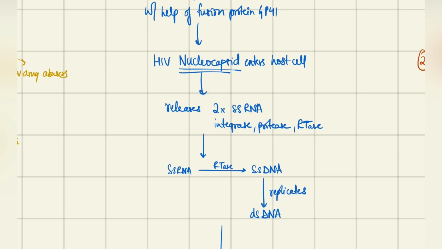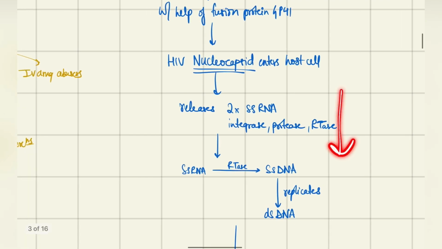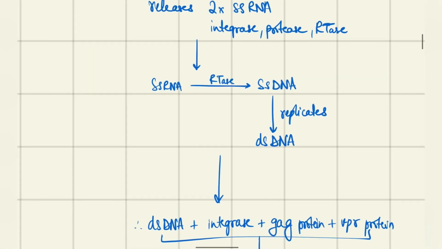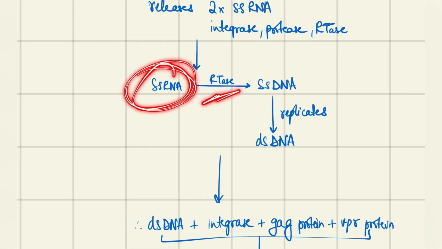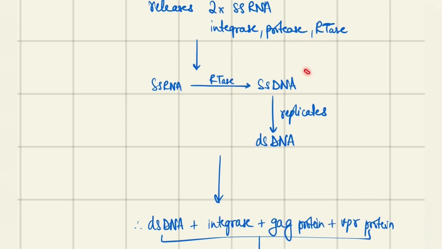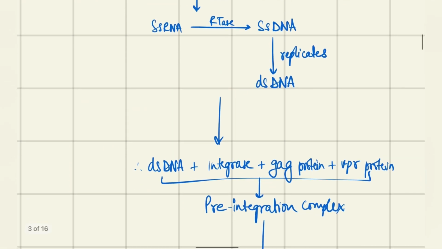So this, along with accessory proteins and all, are released in the host cell. Now there, the single-stranded RNA with the help of reverse transcriptase enzyme will convert into single-stranded DNA. And then by replication, duplication, it will form double-stranded DNA. So you know how we converted into double-stranded DNA.